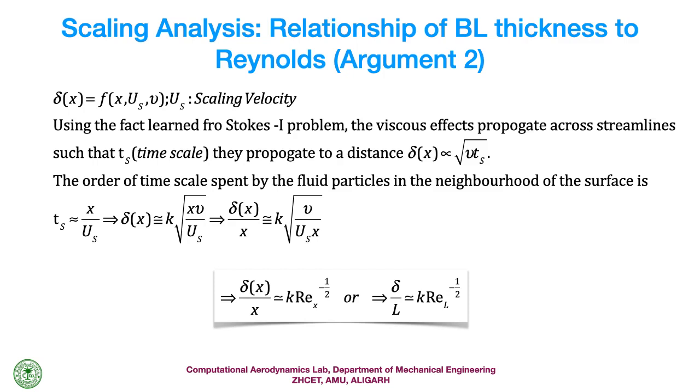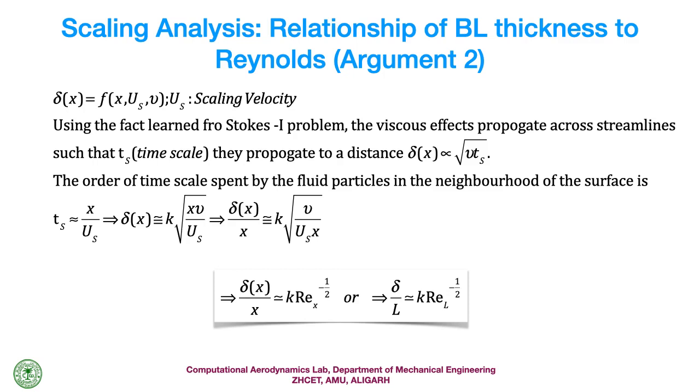will be determined by the velocity by which this particle crosses the plate. If the plate length is L and the velocity is u infinity, then it will be L by u infinity. Now, if I am at a particular station x, then this length will be x divided by the scaling velocity Us. If I substitute this into delta x proportional to nu times ts, I finally get delta x by x is k times Rex raised to the power of minus half.